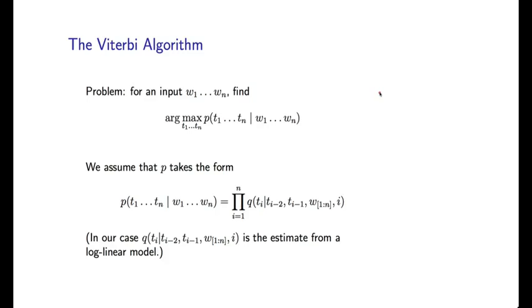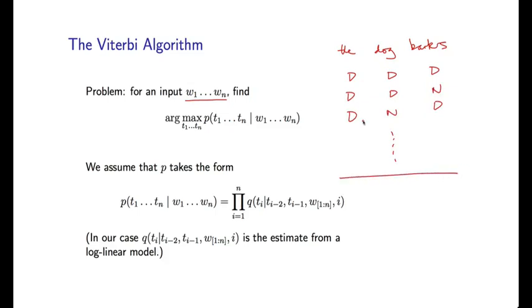The final piece of the puzzle is the question of how we apply a log linear model to a new test sentence. So this means we're going to take some test sentences input, for example, the dog barks, and we're going to search over all possible tag sequences for the tag sequence that maximizes this conditional probability. So we might consider the tag sequence DDD, DDN, DND, and so on and so on. And we're going to return the tag sequence that has the highest value for this conditional probability.